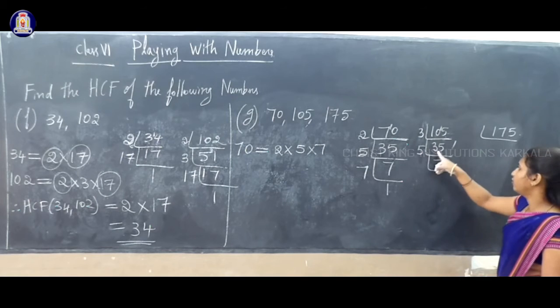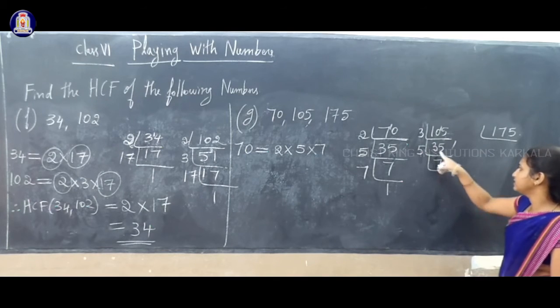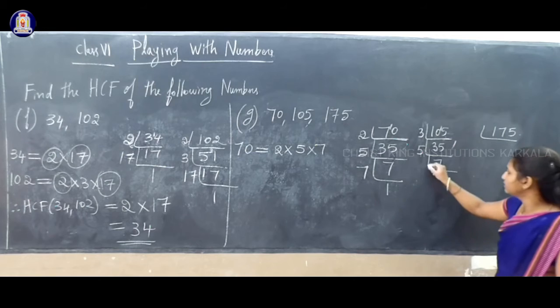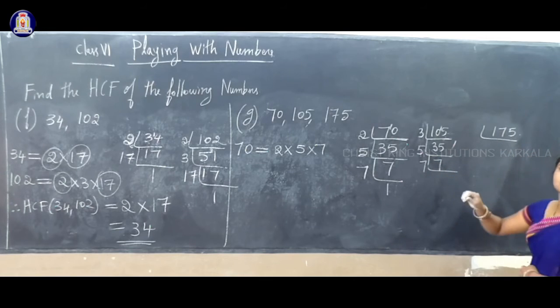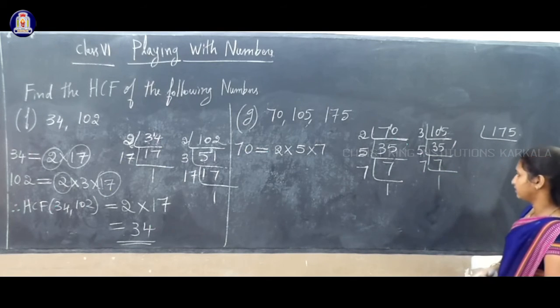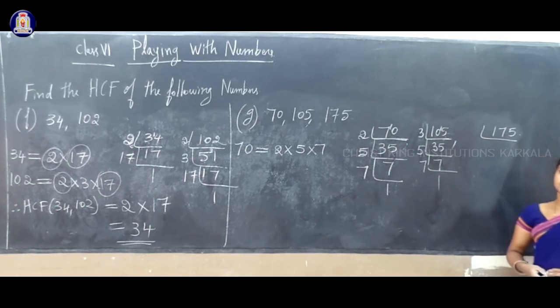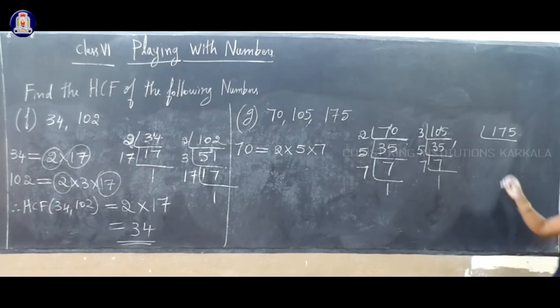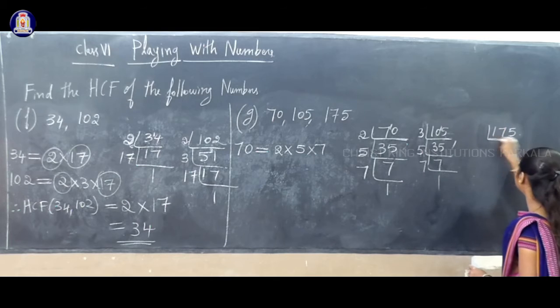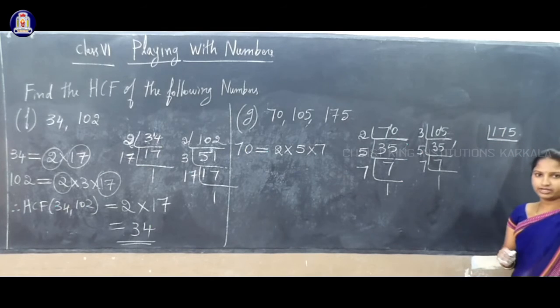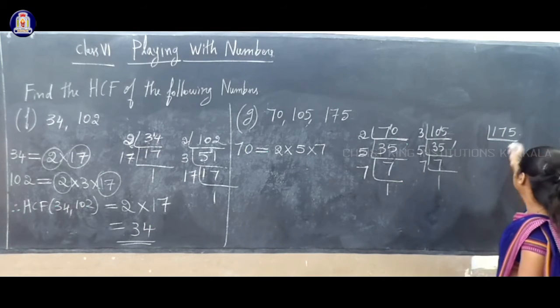Now 5 how much are 35? 5 sevens are 35. The next number here is 7. 7 how much are 7? 7 ones are 7. Clear? Next, one more number is given, that is 175. Clear? Here also the last digit is 5.